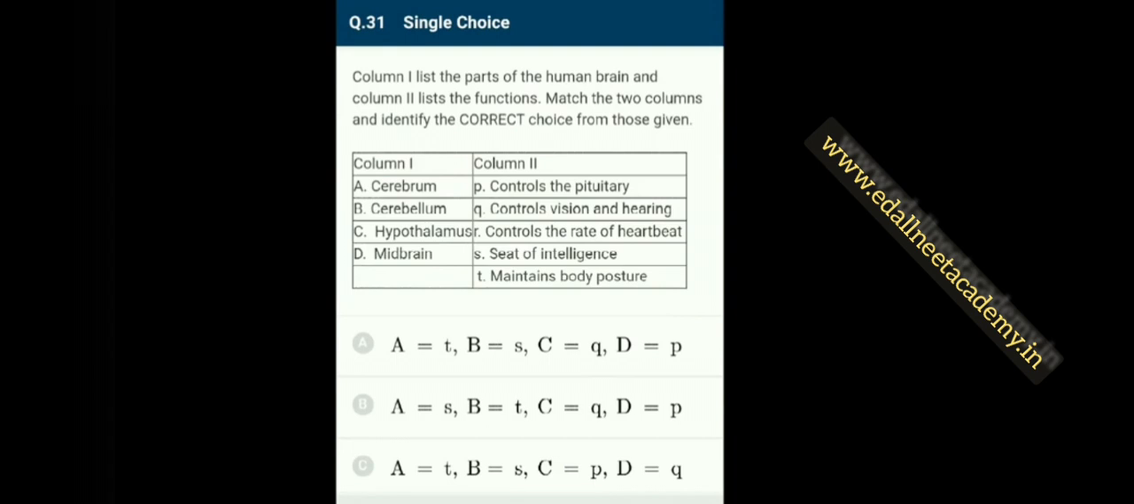Question number 31. Column 1 lists parts of the human brain and column 2 is the list of the functions. Match the following columns. The largest part of the brain, located in the front of the skull, is the cerebrum. It is divided into two hemispheres and is responsible for the integration of complex sensory and neural functions. It is the main center for storage of information, memories and intelligence.